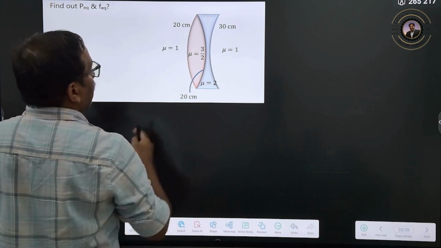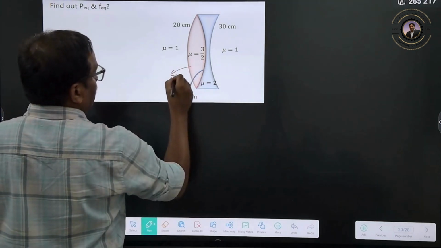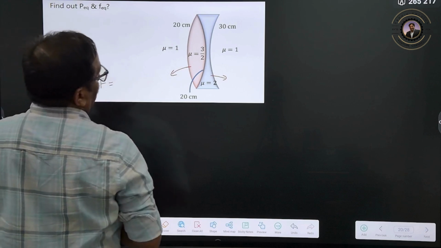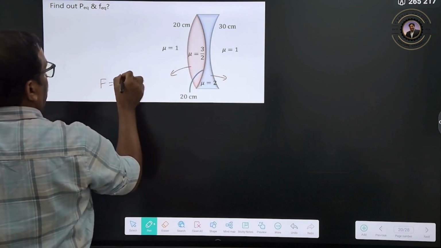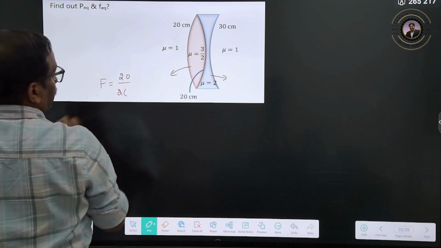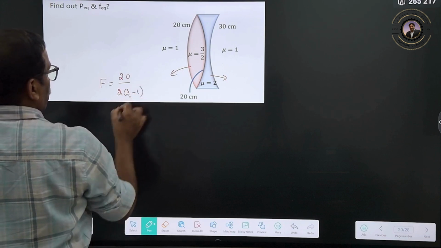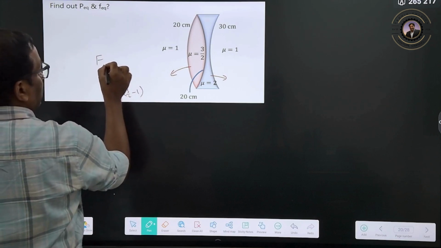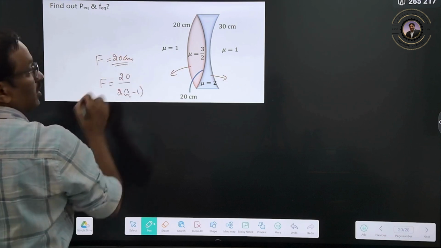Okay, first let us calculate the focal length of this convex lens and the focal length of this one. How to calculate the focal length of this? Focal length of this one is R by 2 times (n minus 1). Therefore, this is 20 by 2 of (3 by 2 minus 1), so 1 by 2. Therefore, the focal length of the convex lens is about 20 centimeter.